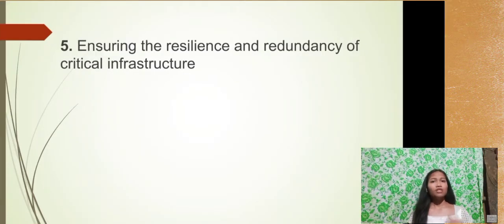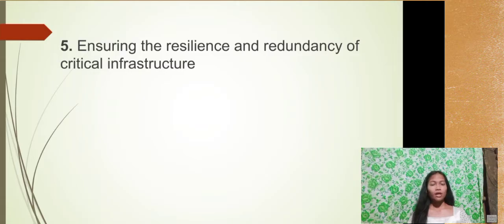Then number 5, ensuring the resilience and redundancy of critical infrastructure. So it means making sure that systems like power grids, water supplies, and communication networks can withstand challenges and have backup plans. It's about ensuring these essential parts of a country can handle difficulties and have alternative options in case of disruptions or failures.